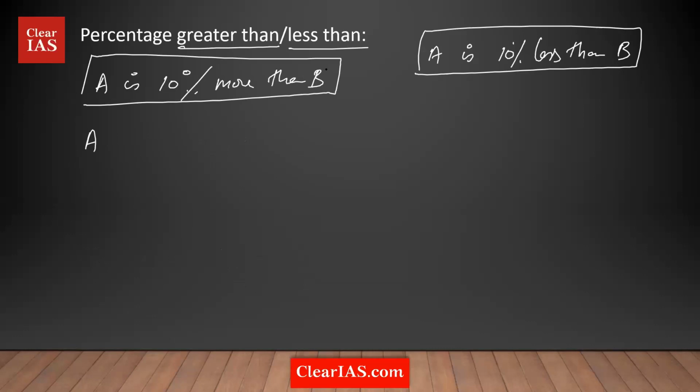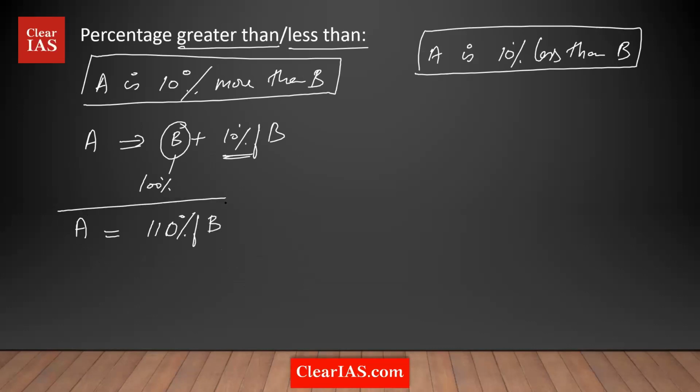See, B is very simple. A is equal to B plus 10% of B. Correct? This is what it means. So B by default means what? 100%. 100% is B. You are adding 10% to it. So clearly we can form it as A is equal to 110% of B. Or this is same as 110 by 100 into B. Or this is same as 11 by 10 of B. It's all up to you.